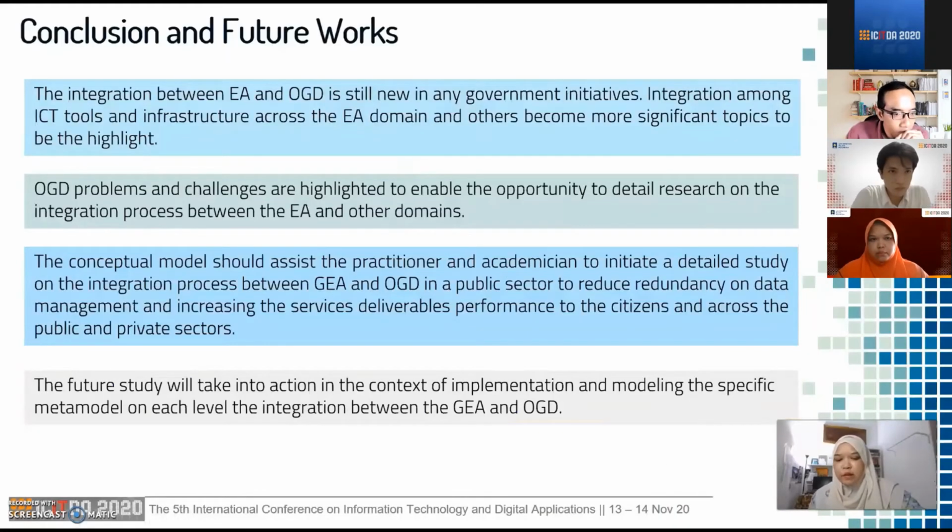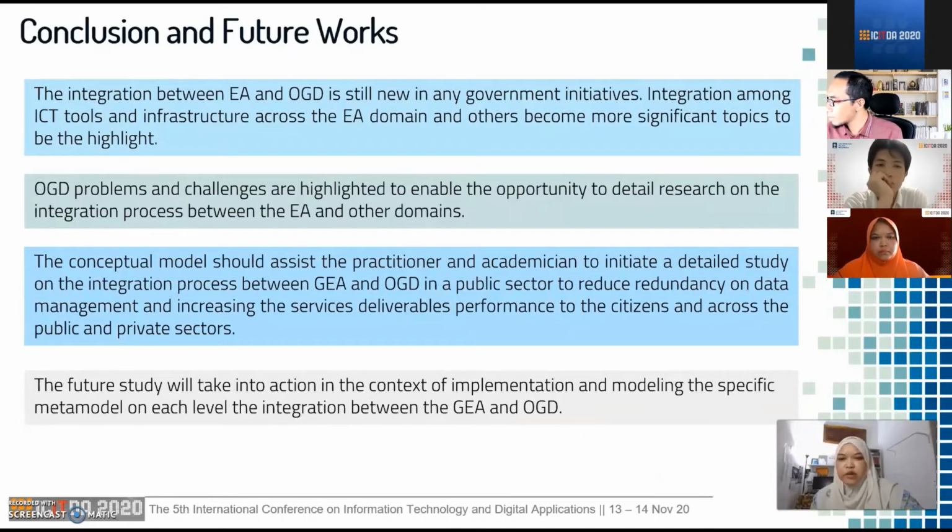Last but not least, on the conclusion and the future works. The integration between EA and OGD is still new in any government initiative. Integration among the ICT tools and infrastructure across the EA domain and others becomes a more significant topic to be highlighted. Open government data problems and challenges are highlighted to enable the opportunity for detailed research on the integration process between the EA and other domains.